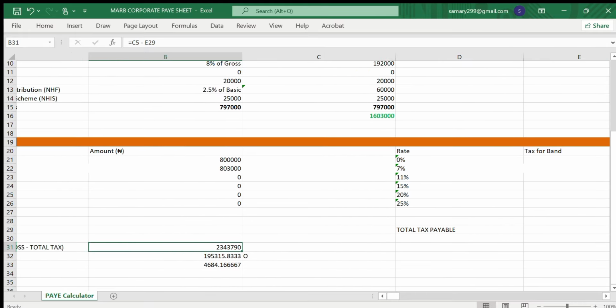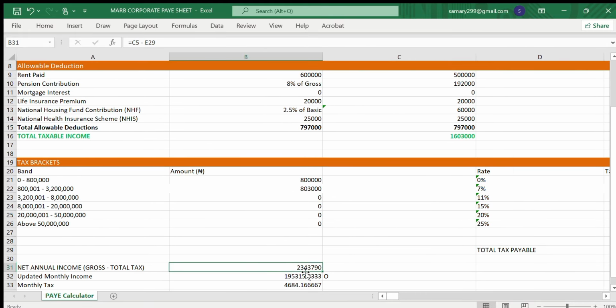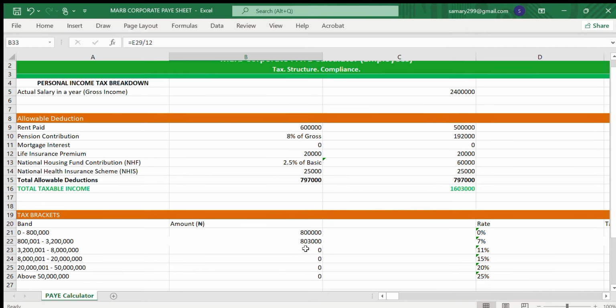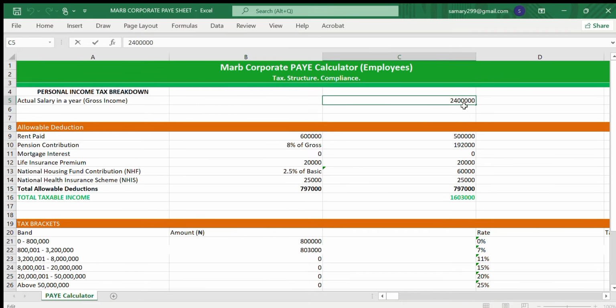56,210. That is how we have our balance of 2,343,790. So if you want to now know the total money you're going to be going home with at the end of the month, this is it, 195,315. And the tax that will be removed from your money every month will be what? 4,684.